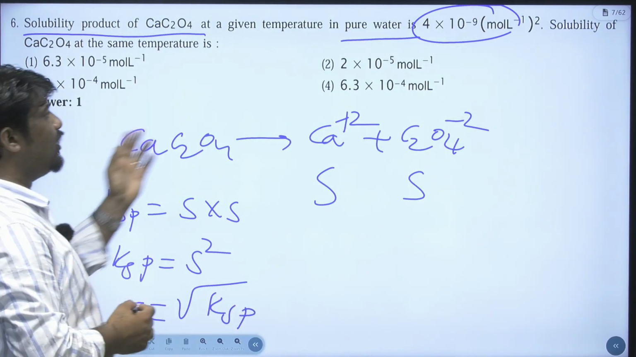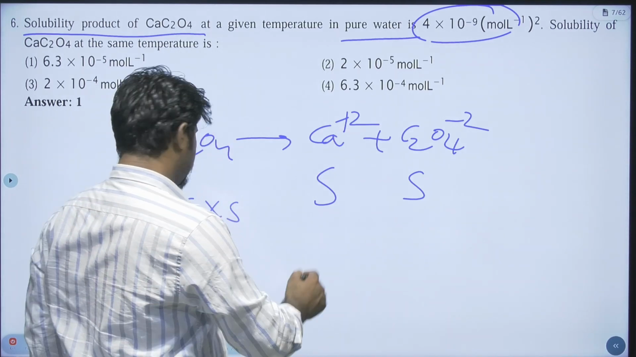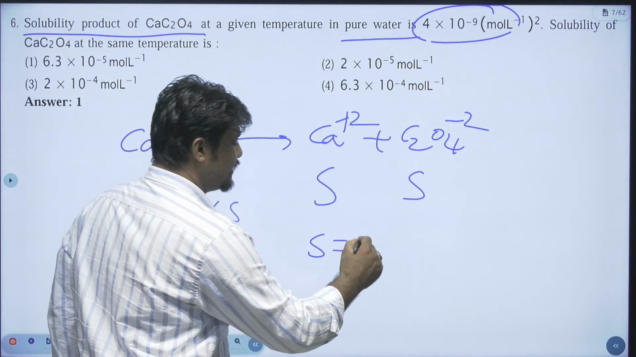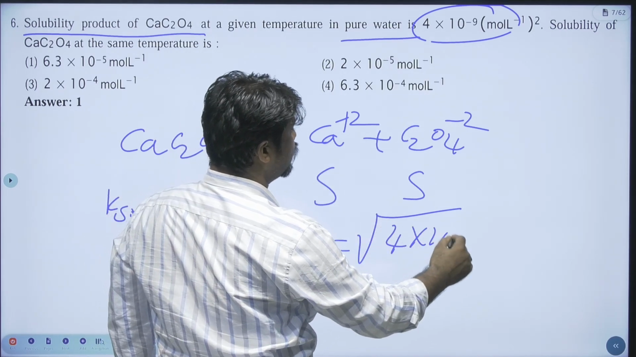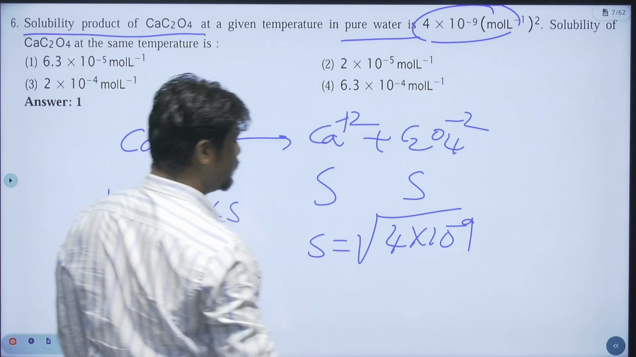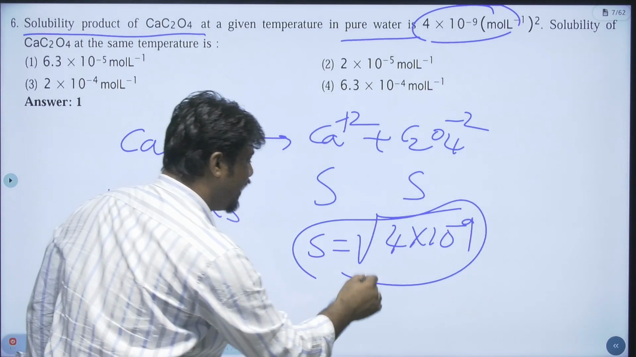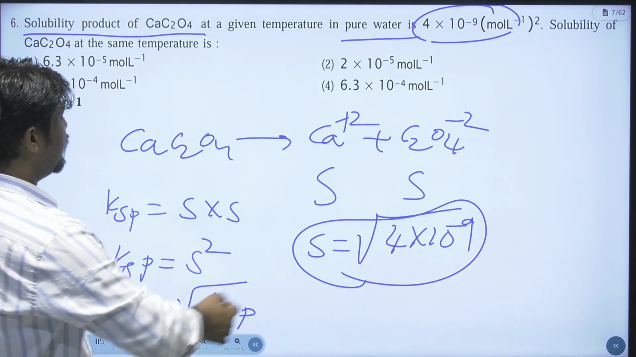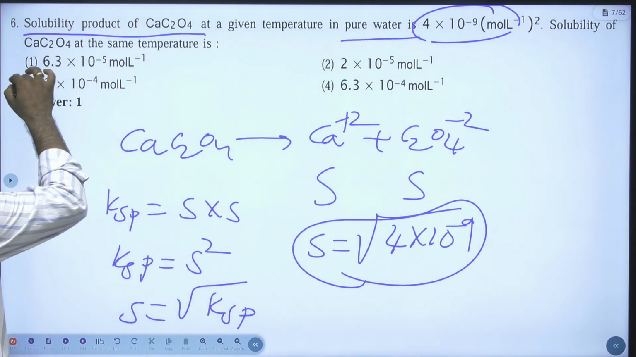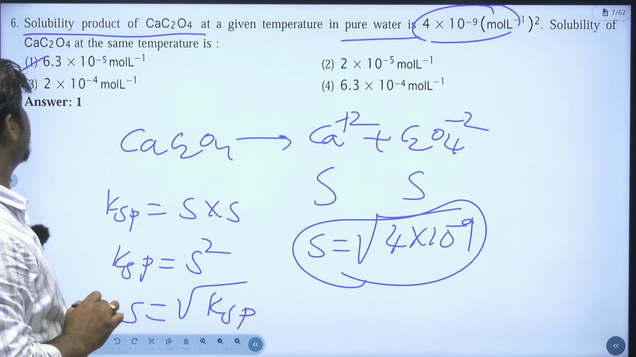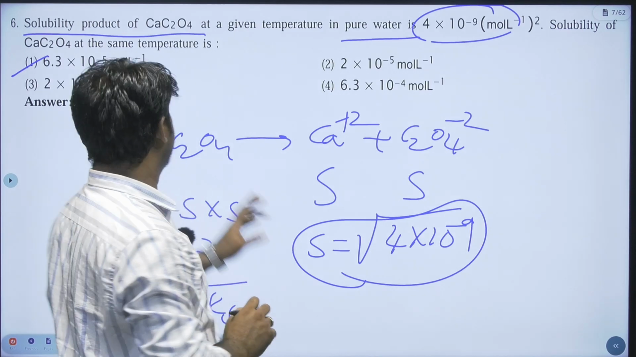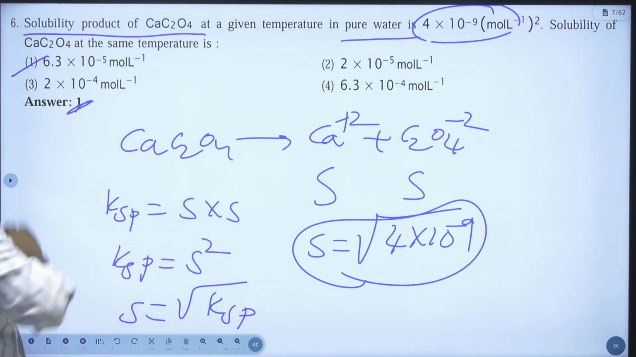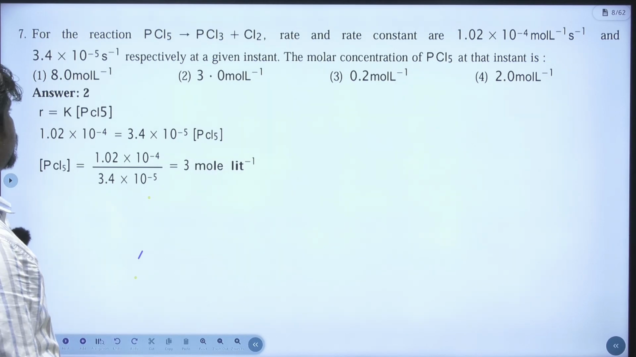Here they have already given the Ksp value. Substitute the Ksp value. Then S is equal to square root of 4 into 10 to the power of -9. On substituting the value and taking the square root, you will get the answer, that is 4.3 into 10 to the power of -5. So the right answer is the first option. What is the next question?